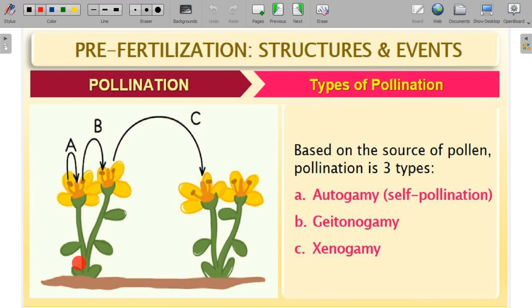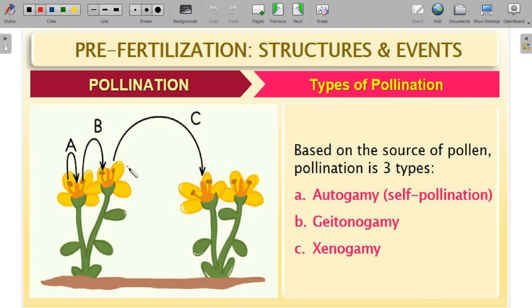Same flower, same plant. Geitonogamy is the transfer of pollen grains from the anther to the stigma of two different flowers of the same plant. So, what is the difference between autogamy and geitonogamy? In case of autogamy and geitonogamy, the plant condition is the same. Autogamy, same plant. Geitonogamy, same plant. Autogamy, same flower. Geitonogamy, different flower. So, autogamy, same plant, same flower. Geitonogamy, same plant, different flower.